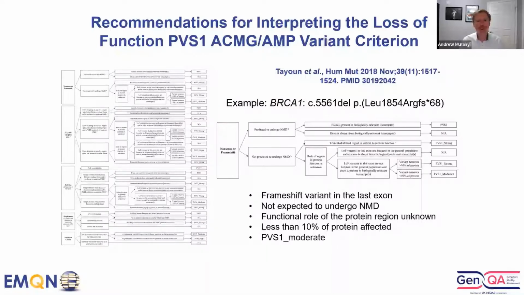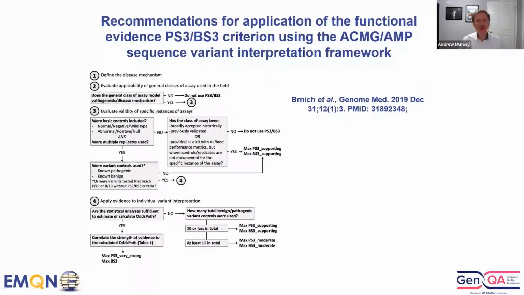Next slide, please. Another publication that came out is a deep dive into the BS3 criterion. So this is the use of functional evidence for classification of a variant. And this publication goes through how to evaluate the relevance of a particular assay for your gene or variant of interest, how to evaluate whether the assay was performed appropriately with the correct number of controls, and ultimately how to apply the evidence for your particular variant of interest.